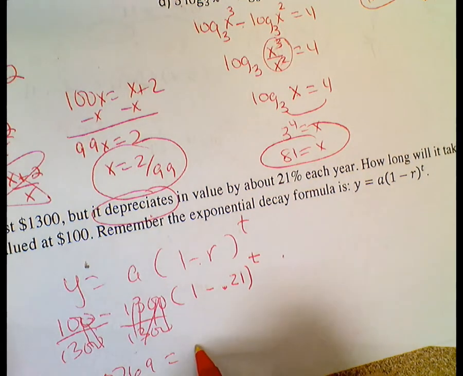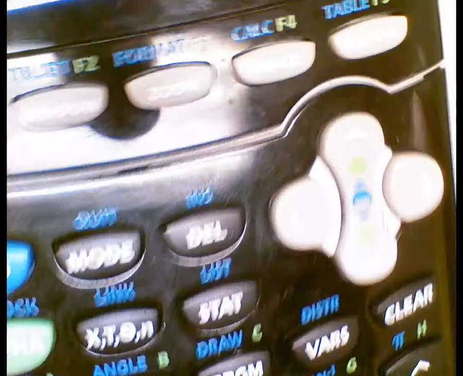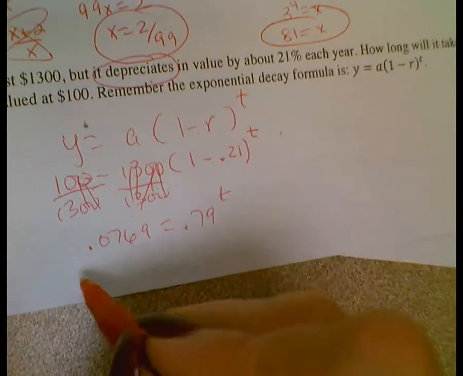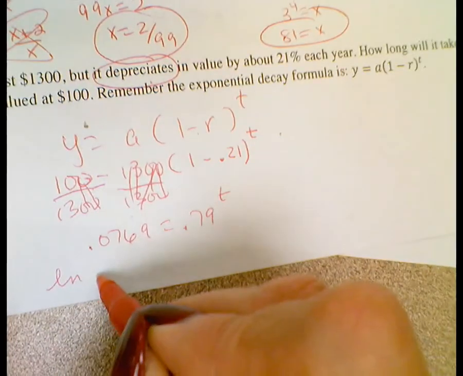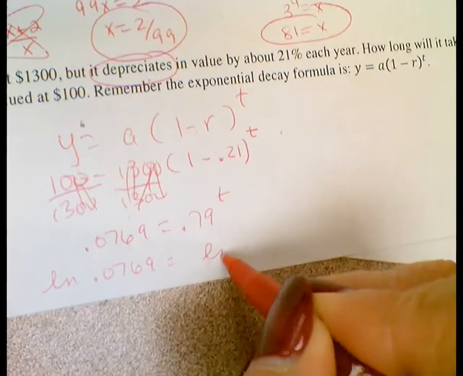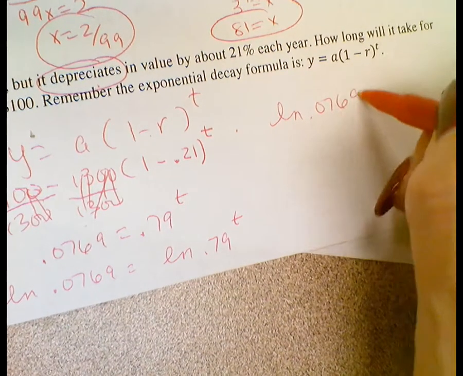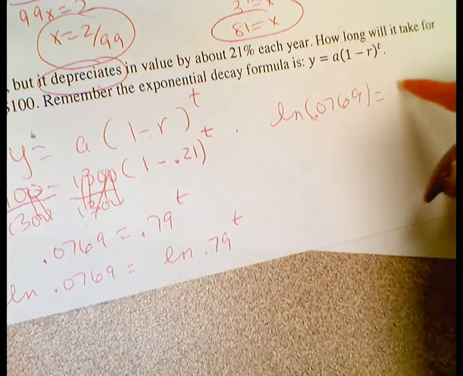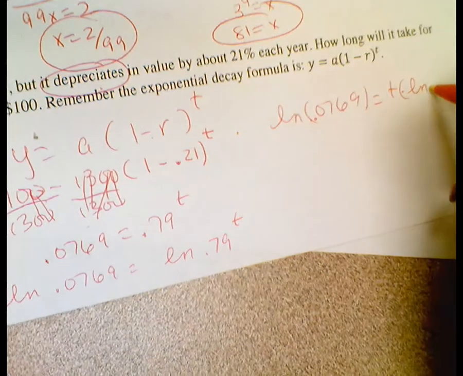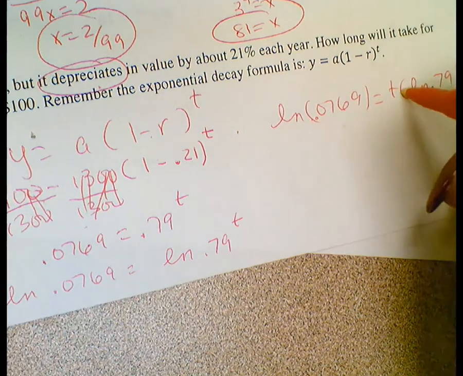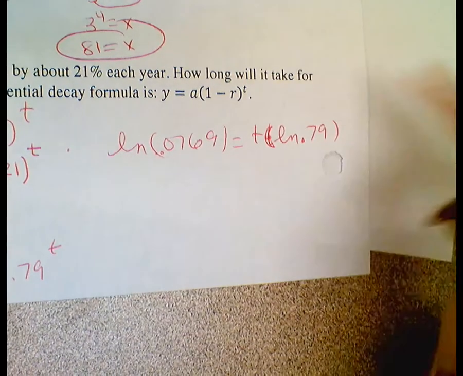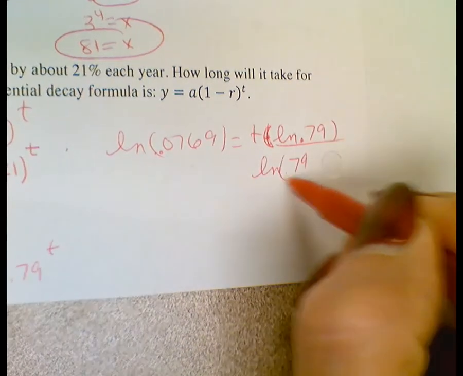1.0769 equals, what's 1 minus 0.21? It's 0.79, so this is 0.79 to the t. Now this is a really ugly answer, but we're going to take the natural log of each side. That's natural log of 0.0769 equals t natural log of 0.79. So you see over here, natural log, and bring the t out front. And then the last step is to divide both sides by the natural log of 0.79.